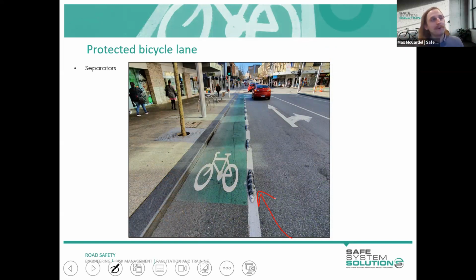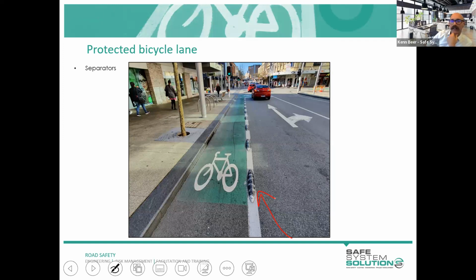But anyway, just another product that's out there on the market. Yeah, and there's a bit of concern also from cyclists hitting them drifting out. Yeah. It's a more abrupt hit than sort of sliding along a separator. Absolutely.